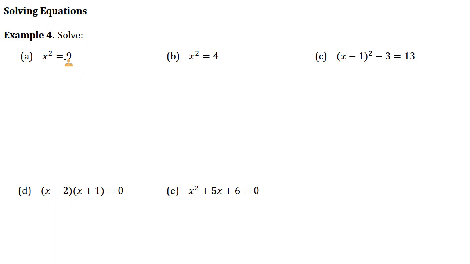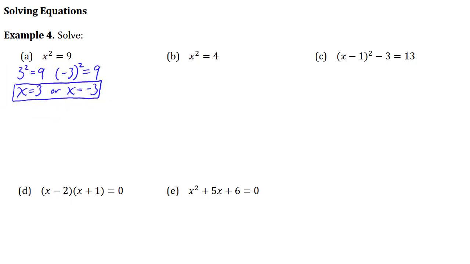So first with x squared equals 9. Well, let's see. You just want to think of a number that you can square to get 9. 3 squared is 9. So that means x equals 3 is a solution. And also, negative 3 squared is also 9, because a negative number times a negative number is a positive. So that means x equals 3 or x equals negative 3 works.